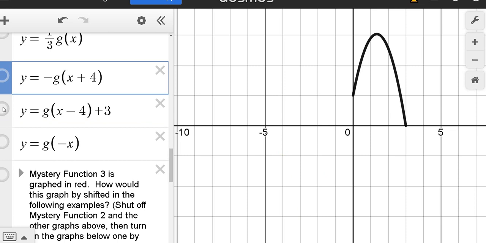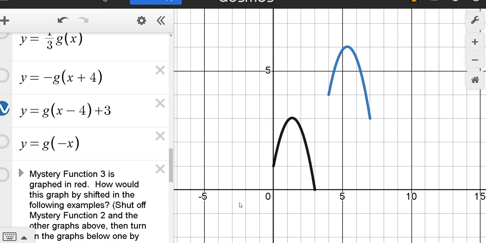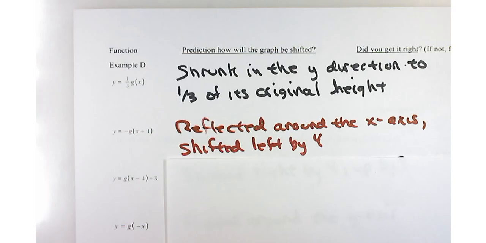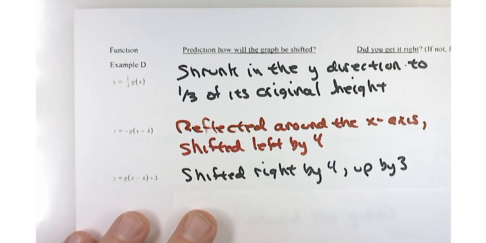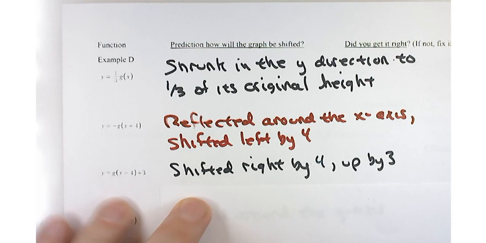This one's a combination: g of x minus 4 plus 3. What's going on with that one? Right 4 and up 3. Got to move the graph a little bit to see that. So looking good there. Let's catch up with things over here on our handout.